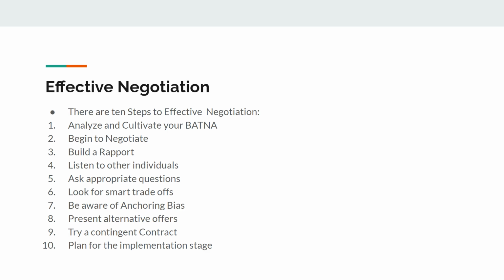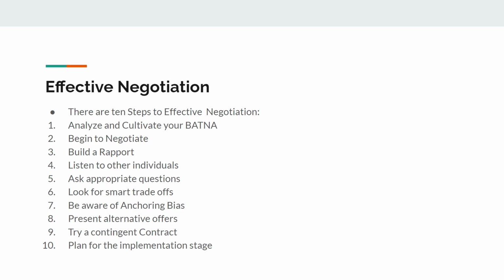If you can't get exactly what you want, look for alternative trade-offs which could benefit you. Number 7, be aware of anchoring bias. Anchoring bias is the common tendency to give too much weight to the first number put forth in a discussion and then inadequately adjust from the starting point or the anchor.